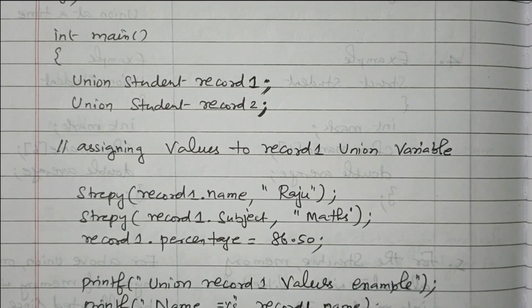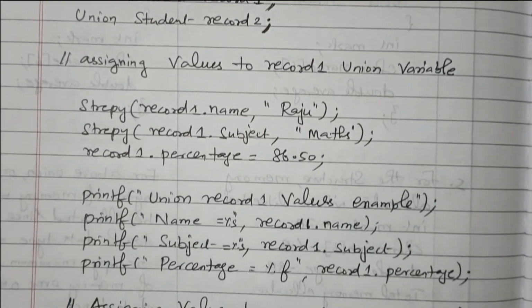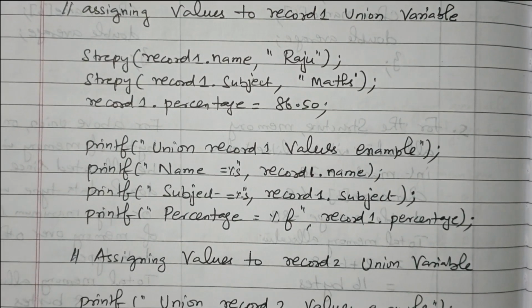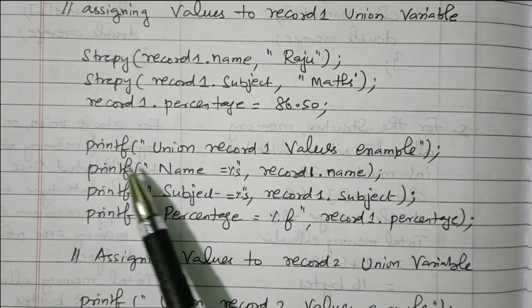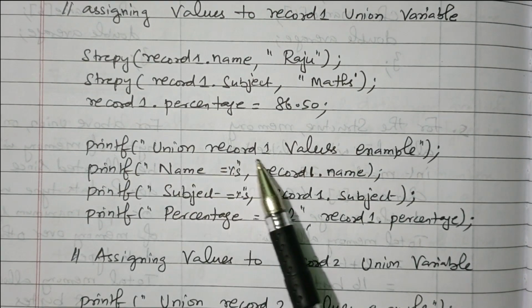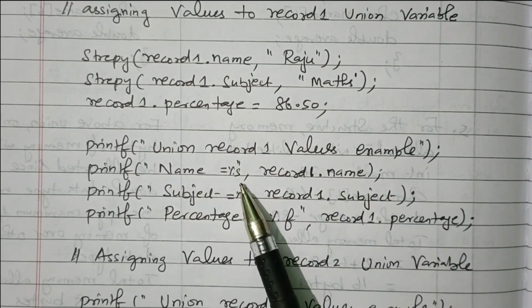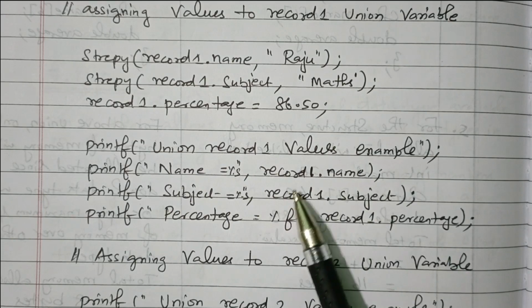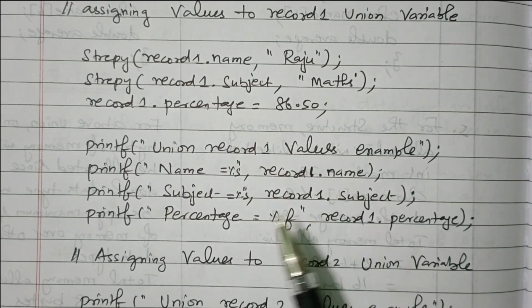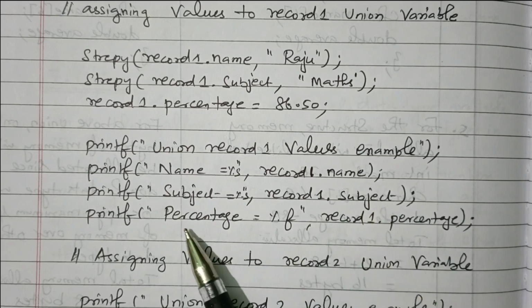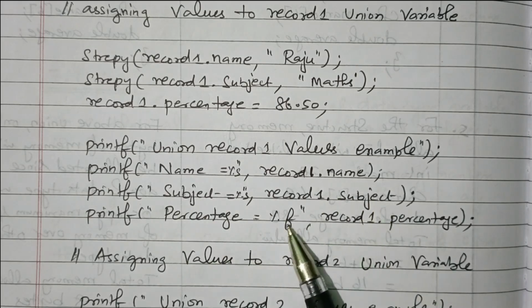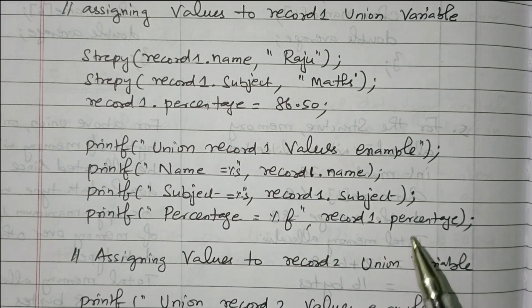These two are overwritten. Now we'll print the data so that we can understand. Print of union record 1 values example. So name percentages refers to string, record 1 dot name. Subject percentages, record 1 dot subject. Percentage of floating point, record 1 dot percentage.